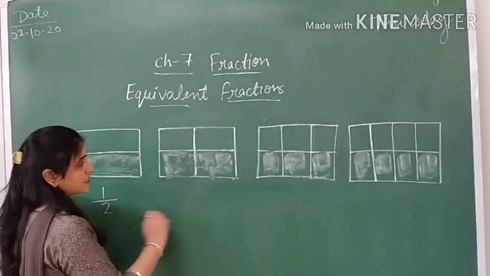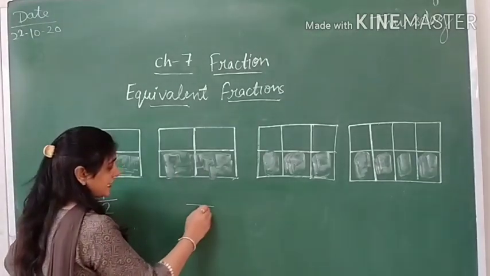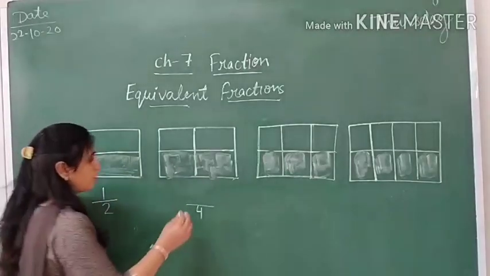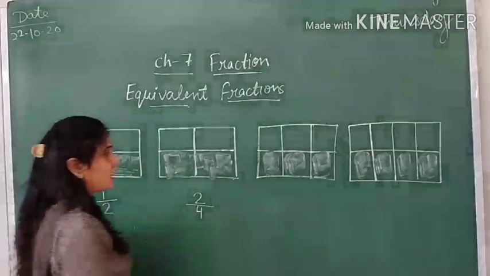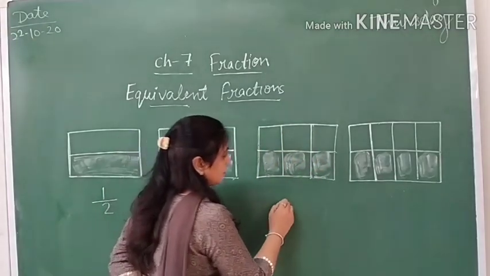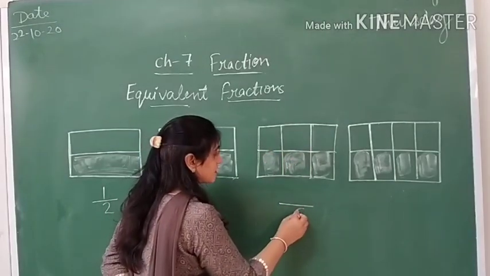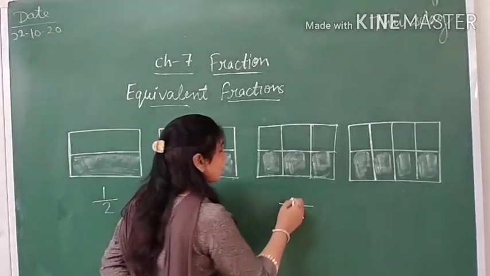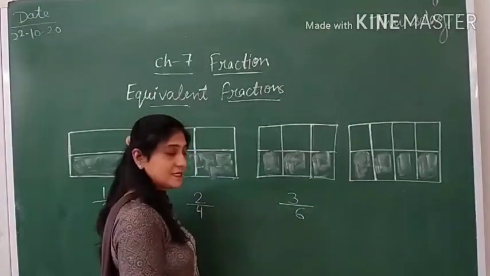Now come to the second one. How many total equal parts are there? Yes, 4. And how many shaded parts are there? 2. Then the fraction will be 2/4. Now see the third one. How many equal parts are there in this rectangle? Yes, 6. And how many shaded parts are there? 3. So students, the fraction for the shaded part is 3/6.